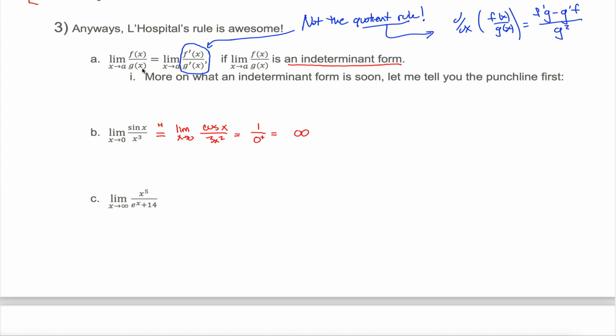We're not taking the derivative of this quotient. We're taking the derivative of the top of the fraction and then separately taking the derivative of the bottom of the fraction, because we want to examine, does the top of the fraction approach the given value, 0 or infinity, quicker than or slower than the bottom of the fraction does.